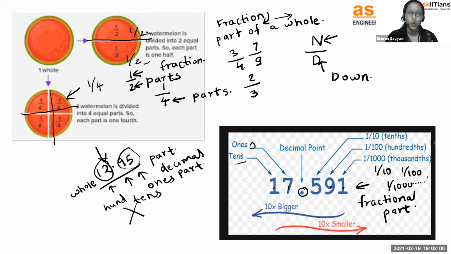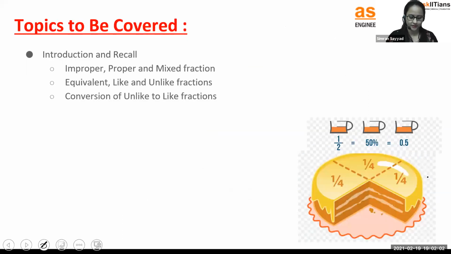Okay, so as I said, today we are starting with decimals and fractions. What all things are we going to learn today? We are going to learn some types of fractions. Here I can see there are 3 types of fractions: an improper fraction, a proper fraction, and a mixed fraction. You're going to learn what proper fractions, mixed fractions and improper fractions are, how to represent them, and how to identify them.